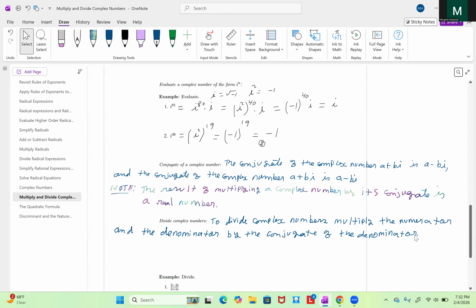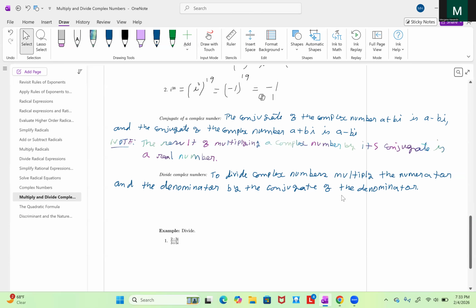Conjugate of a complex number. The conjugate of the complex number a plus bi is a minus bi. Note, the result of multiplying a complex number by its conjugate is a real number.